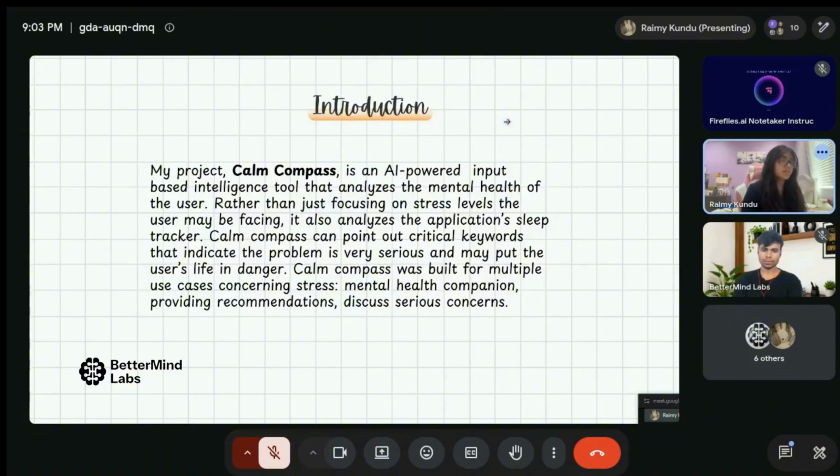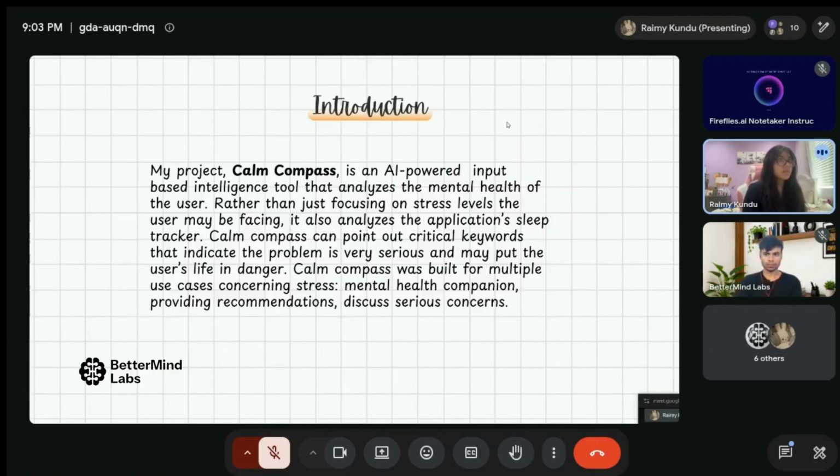My project, called Comm Compass, is an AI-powered input-based intelligence tool that analyzes the mental health of the user. Rather than just focusing on stress levels the user may be facing, it also analyzes the application's sleep tracker. One of the most important features of Comm Compass is that it can point out critical words that indicate the problem is very serious and may even put the user's life in danger.